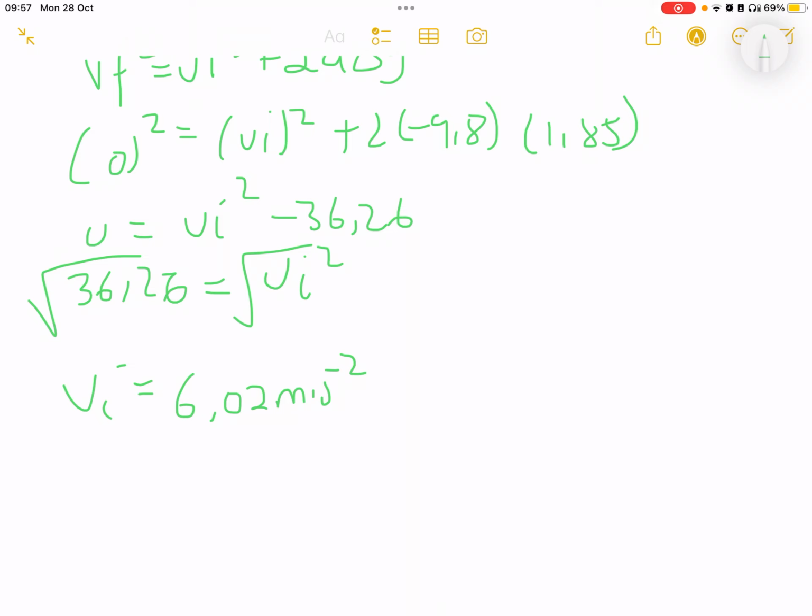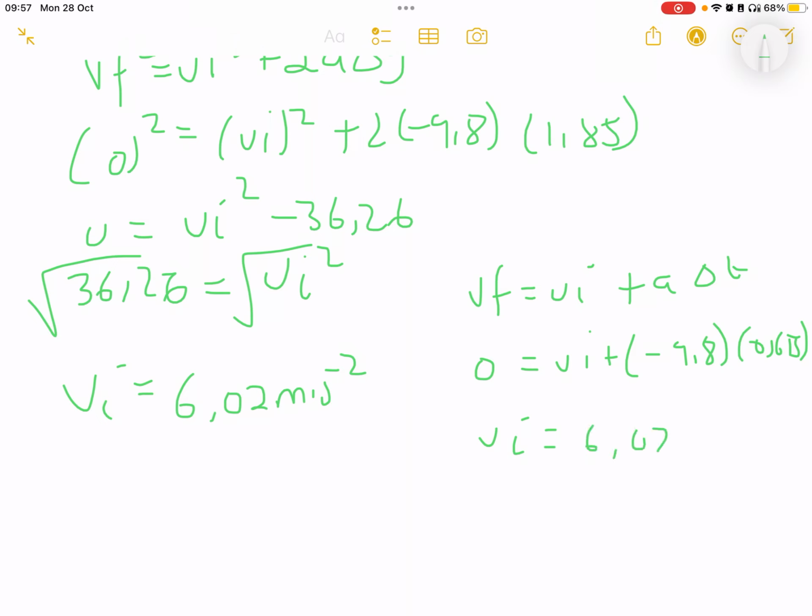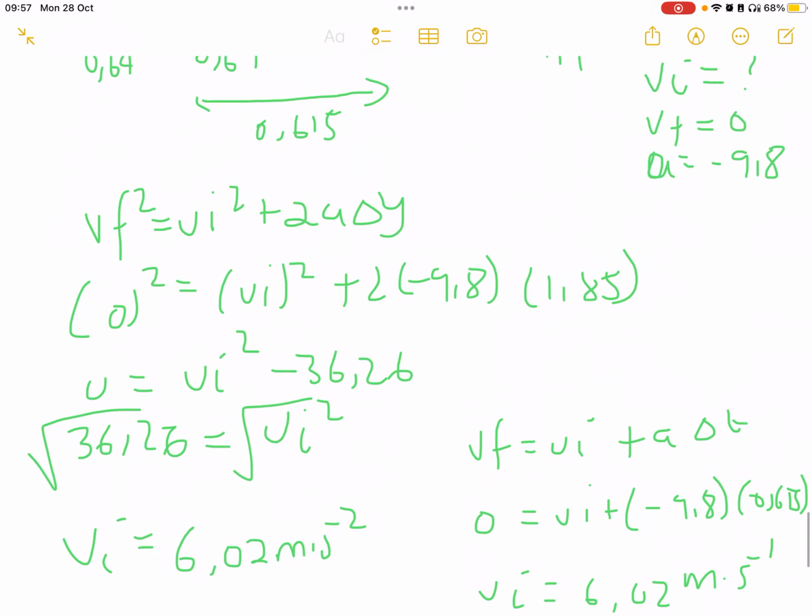Or you can choose to use time. If you choose to use time, you're going to say VF is equal to VI plus A delta T, the time that we calculated. So 0 is equal to VI plus negative 9.8 times 0.615. And then if you take that to the other side, VI is equal to 6.02 meters per second. Okay. The last question.